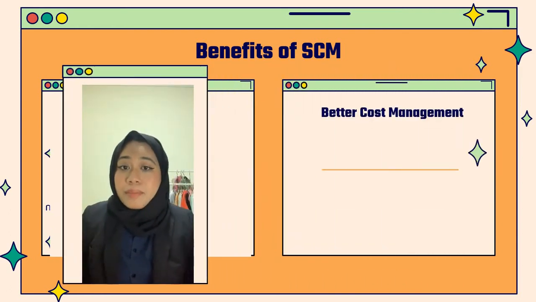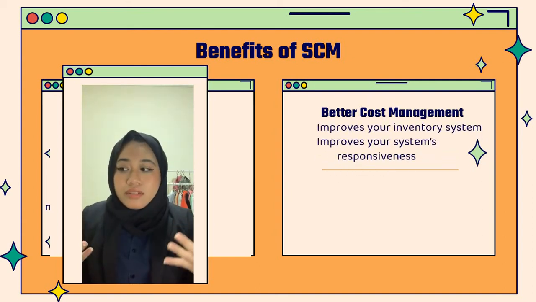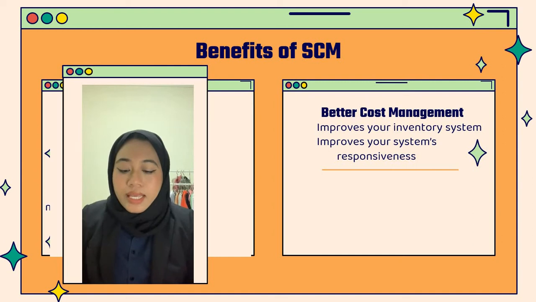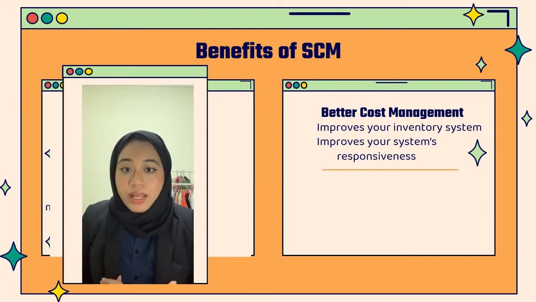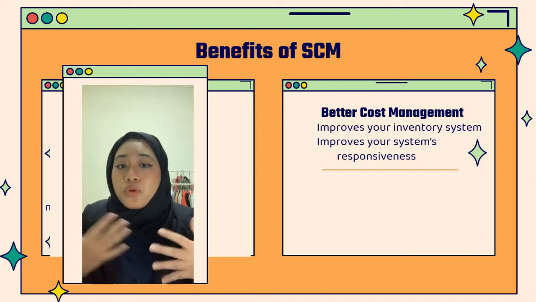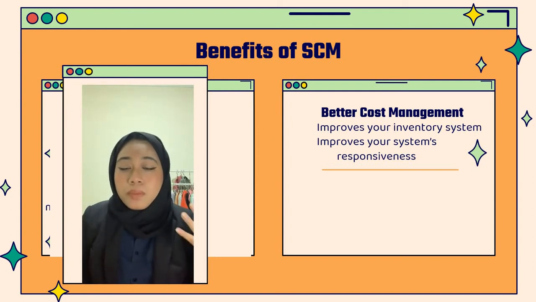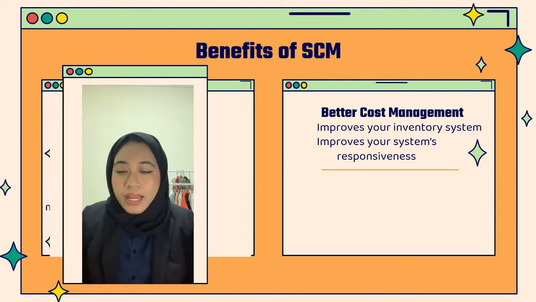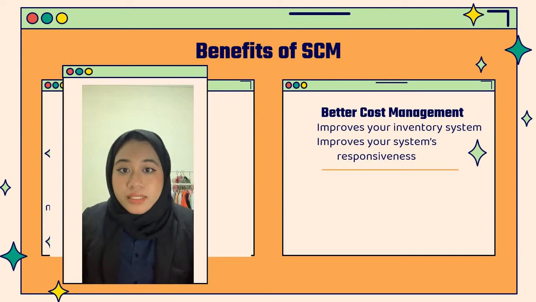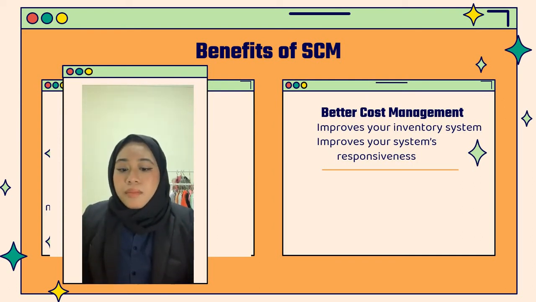Moving on to the next point, which is better cost management. It will let the company improve their inventory system and their system responsiveness, so that when they use SCM, they know what their stock level is, whether it is low or high. If it's low, they need to produce more so that their stock level will not be zero, so that the demand in the market will always be there and their competitors won't sell their product and mark it up into an expensive price.